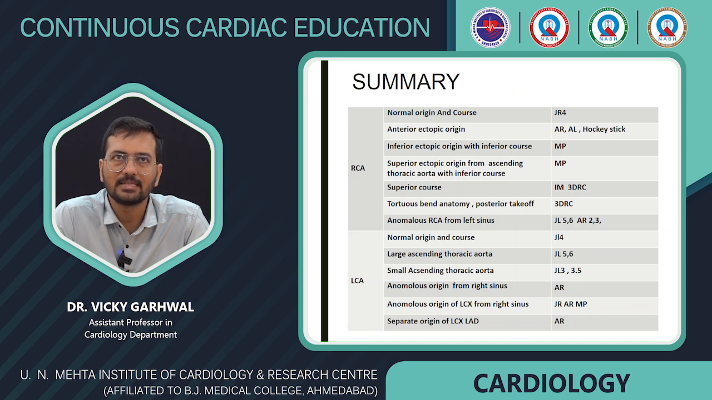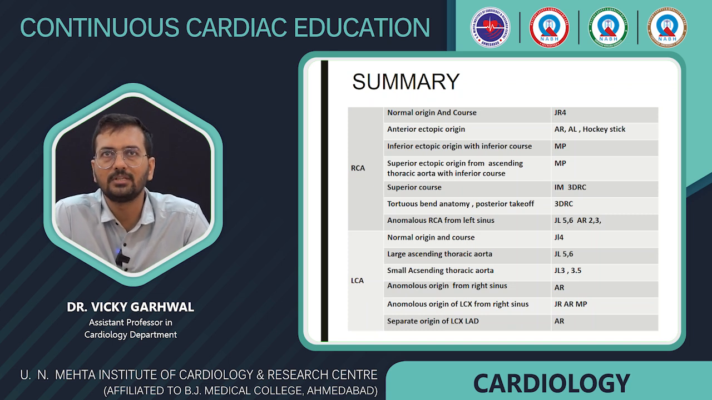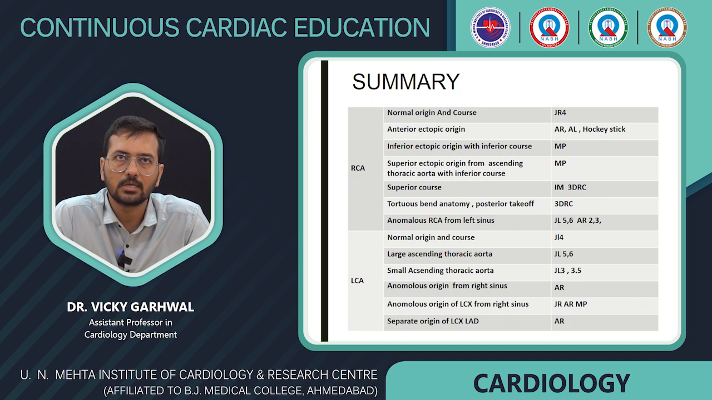Summarizing the guide catheters for various anomalies. For the RCA, if it is normal origin and course, then JR4. Anterior ectopic origin, then AR, AL or hockey stick. Inferior ectopic origin with inferior course, or superior ectopic origin from the ascending aorta with inferior course, a multi-purpose guide is used. For the superior course of the RCA, internal mammary (IM) catheters or 3D RC. For tortuous bent anatomy and posterior takeoffs, 3D RC.